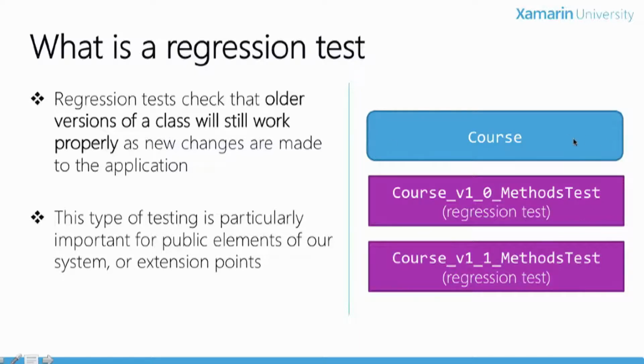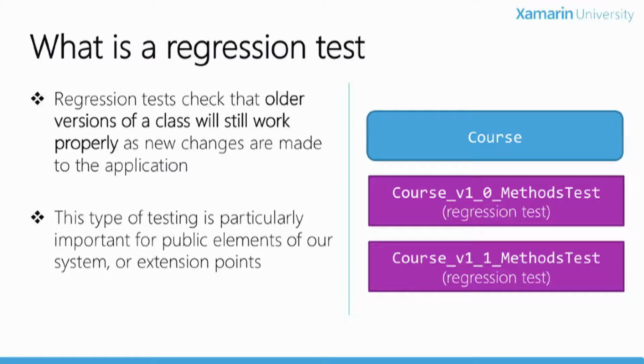And you can see here on the right hand side we've got a course class, and we've got some unit tests for version 1 of the application, and we've also got some unit tests for version 1.1 of the application as well. So we write tests for the particular version, and we can see that our previous code would work as well.